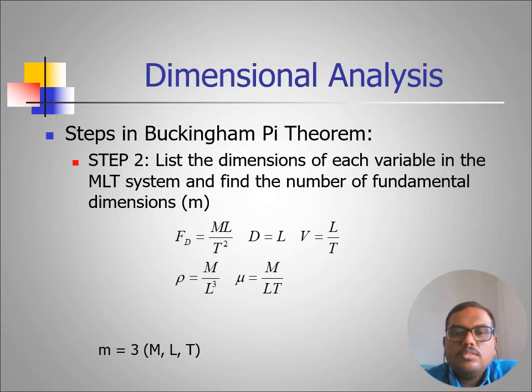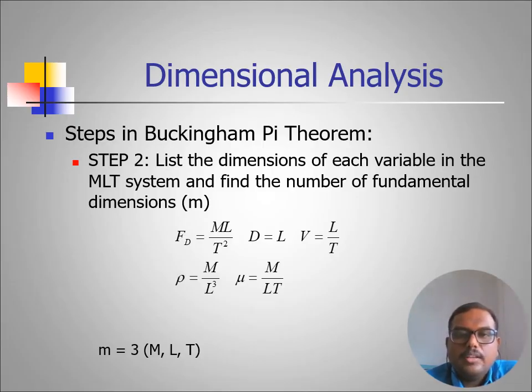In step 2, list the dimensions of each variable. You need to identify the dimensions of each variable in the MLT system, that is the dimension unit system, and find the number of fundamental dimensions. Here the drag force can be written as force. We already know that force equals mass into acceleration, so kg meter per second square. The kg can be written as M, meter as L, and second square as T square in the denominator. So this is the dimension for drag force.